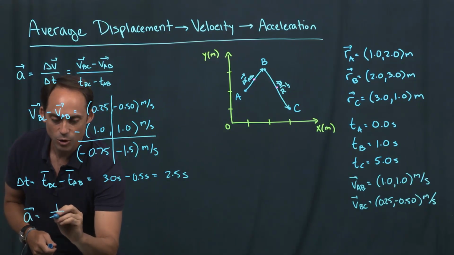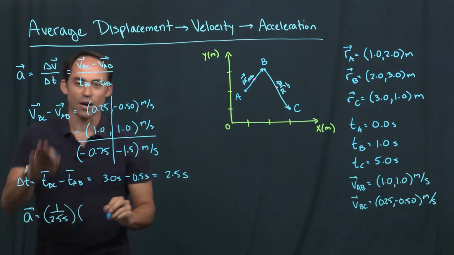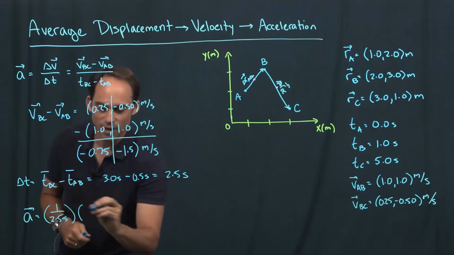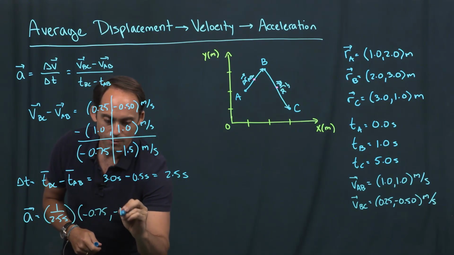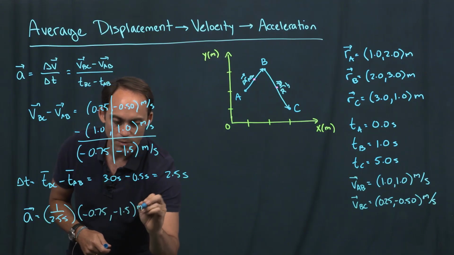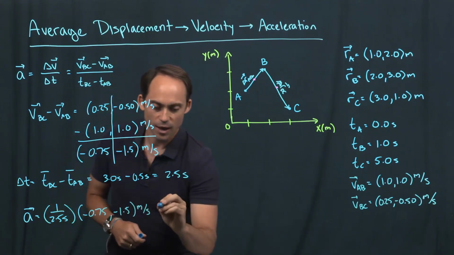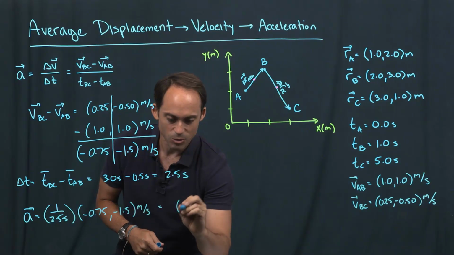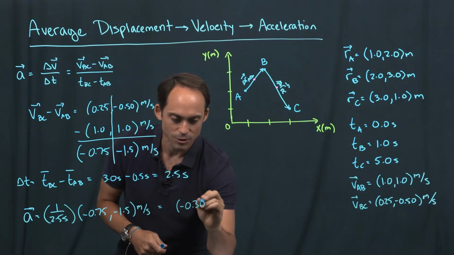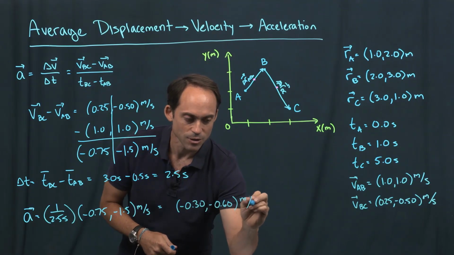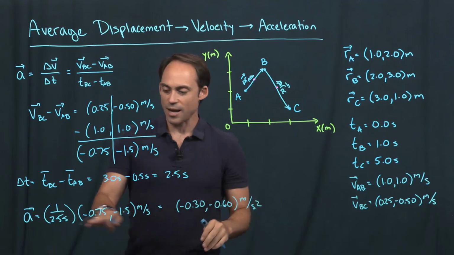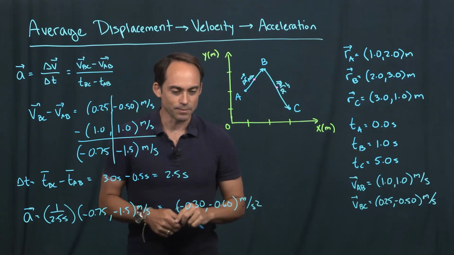That's just 1 over 2.5 seconds times our difference in velocity vector, which is minus 0.75 and minus 1.5 meters per second. When you do all the math, you get minus 0.30, minus 0.60 meters per second squared. We gain another second by dividing by the time here.